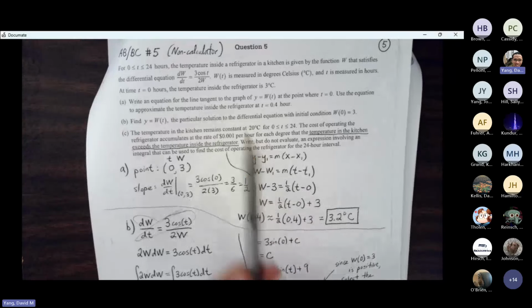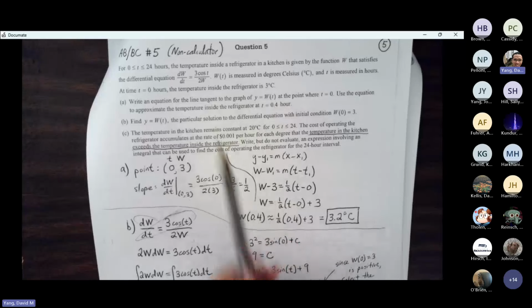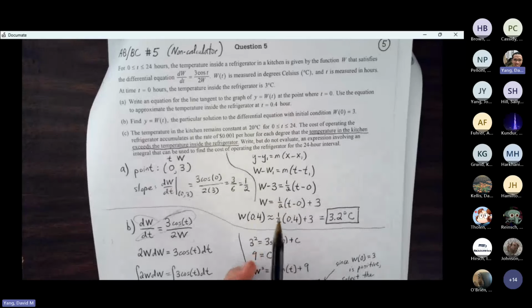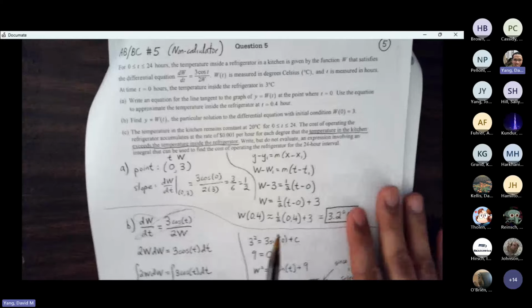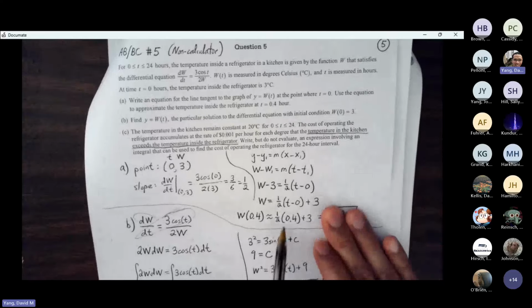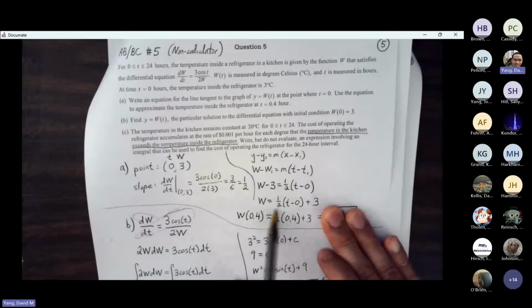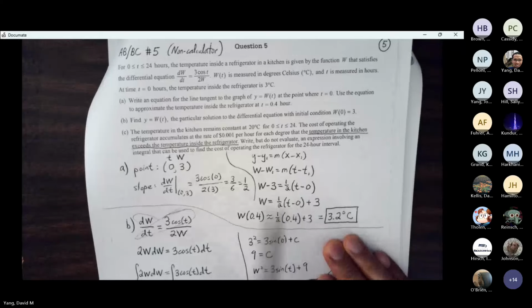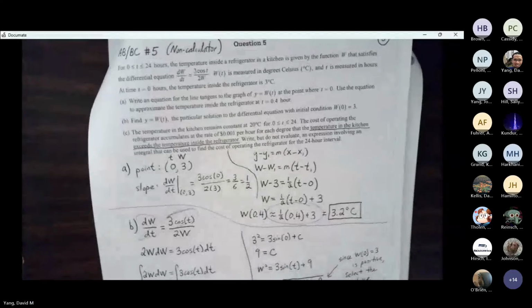Now I can use this tangent line to do approximation. I want to do the approximation at 0.4 hour. So plug 0.4 in for t. And you can leave your answer like this. You don't have to get all the way down to 3.2. You can just leave your answer in this form. This is non-calculator, so any equivalent unsimplified answer is as good as a simplified answer. Okay, so this is fine.